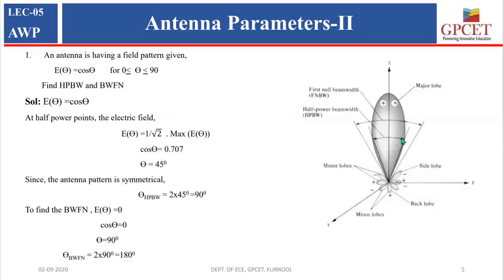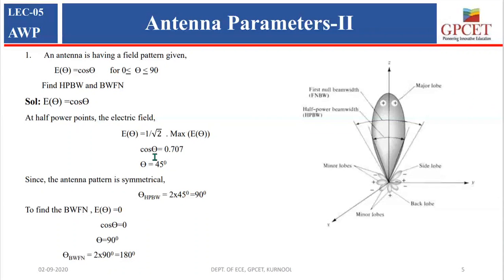Once again I repeat, as I mentioned earlier, to calculate the half power beamwidth for the given field pattern, we must equate the field pattern to 1 by root 2 times its maximum value. E theta is equal to 1 by root 2 into the maximum value of E theta. Now E theta is cos theta, so cos theta is equal to 1 by root 2. 1 by root 2 means 0.707, and the maximum value of E theta is the maximum value of cos theta, that is 1. This 1 we get whenever theta is equal to 0.